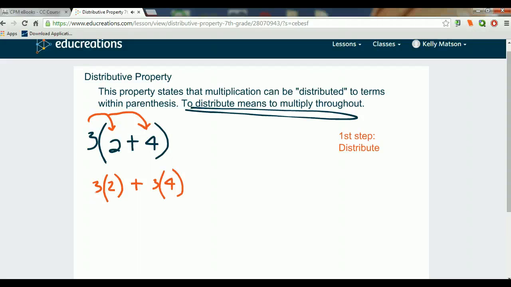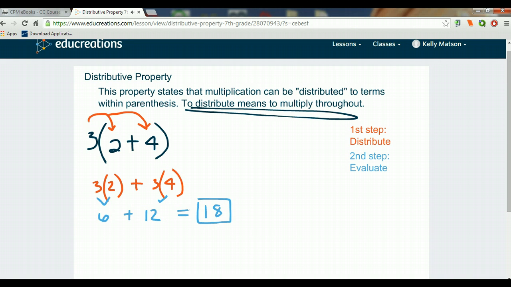So we distributed the 3, and now our second step is going to be evaluate. When I evaluate, I just get the product of these two numbers. That would be 6 plus 3 times 4, which is 12. Now when I evaluate one more step, that would give me the answer of 18. So that's how I would do it. Now, a lot of you might think, wow, I don't need that red step there. This is what it would look like if you didn't take that step.